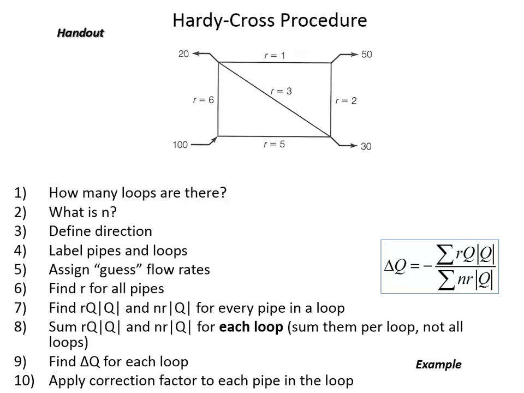Why was it N in there again? Is this 2 loops? No, because we're using the Darcy-Weisbach equation. N depends on what friction loss formula you use. All right, gotcha. And what did you do to get corrected Q? You take your initial guess Q and you add this delta Q. Other questions?